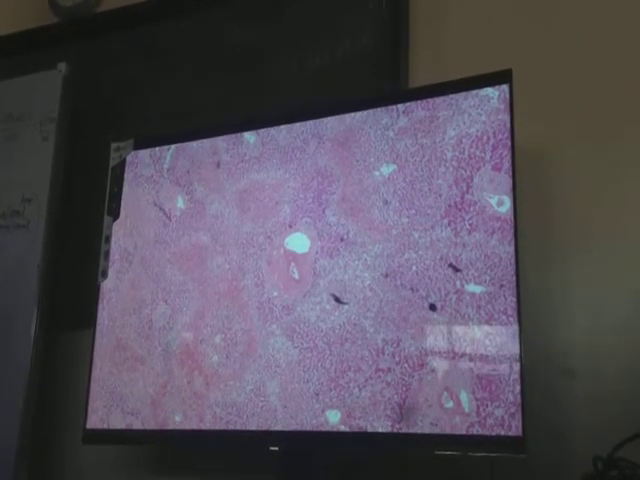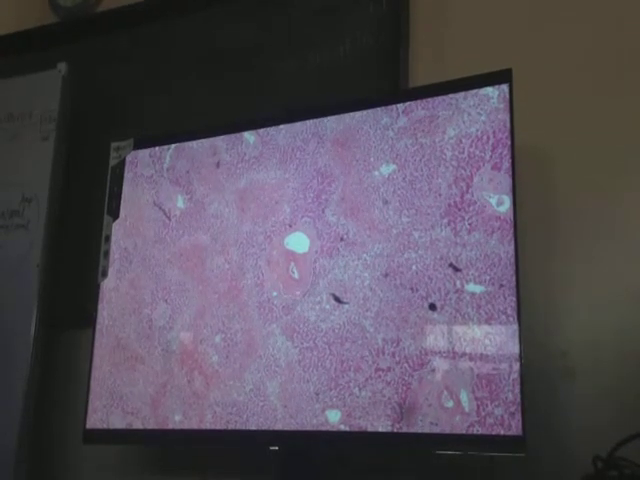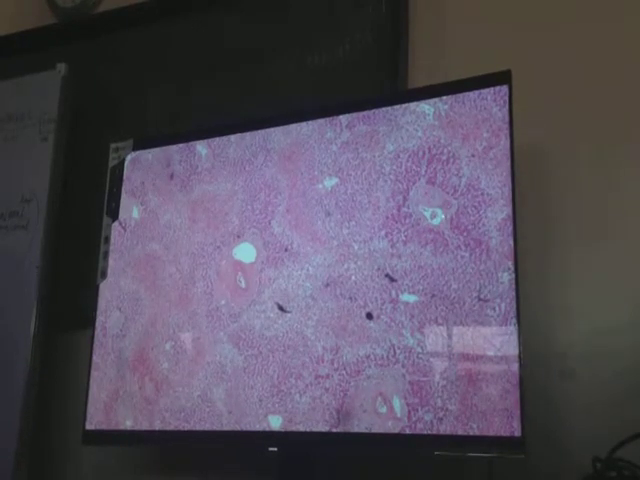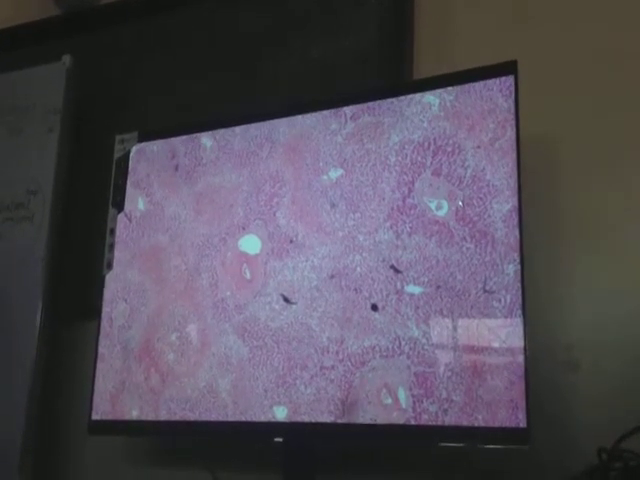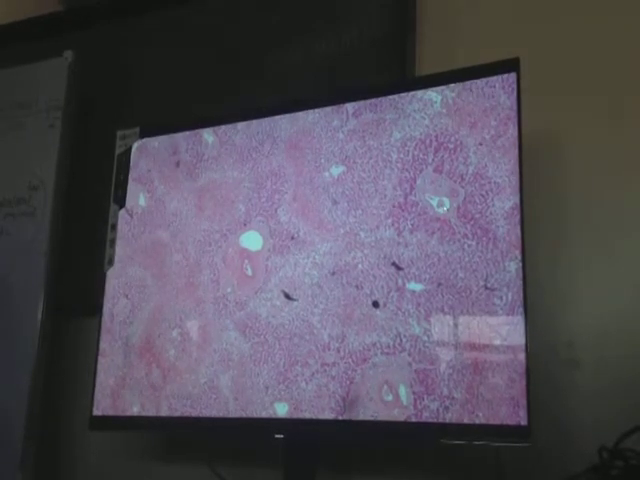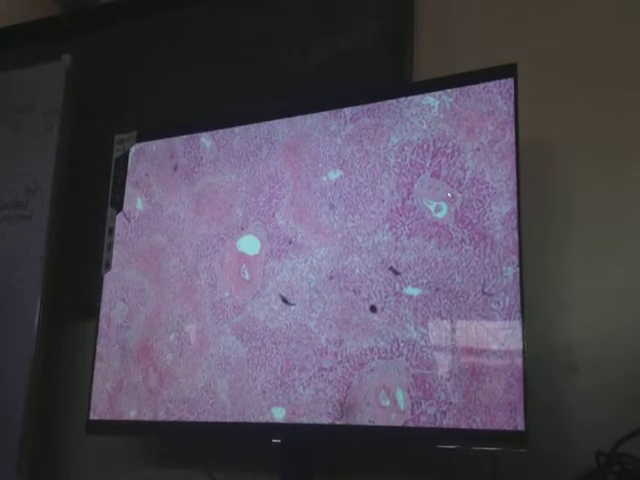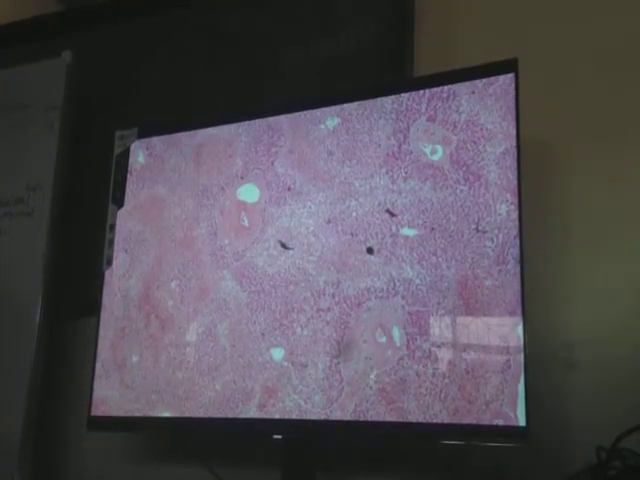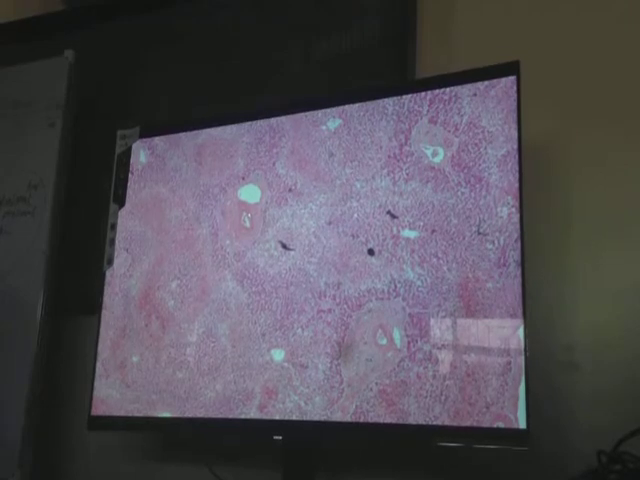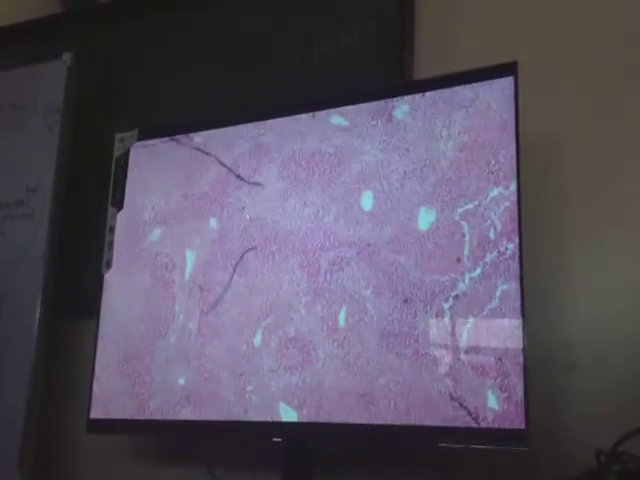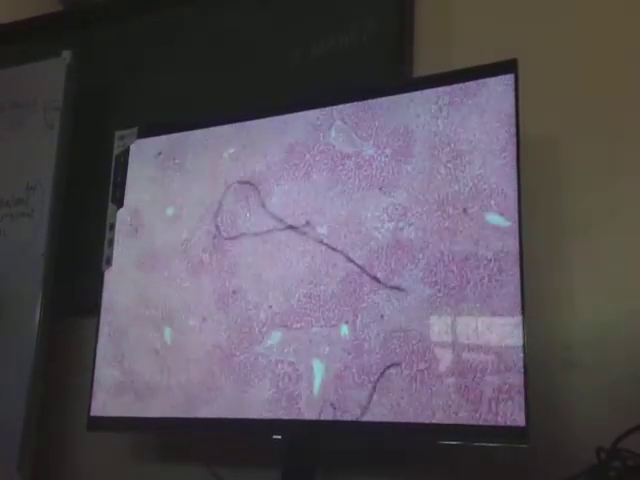Identify the structure pointed. You have the portal vein, hepatic artery, and bile duct. The entire thing is called the portal area. Okay? Are the portal areas abnormal? There is mild inflammation in the portal areas.